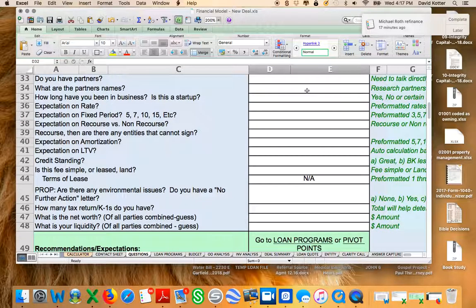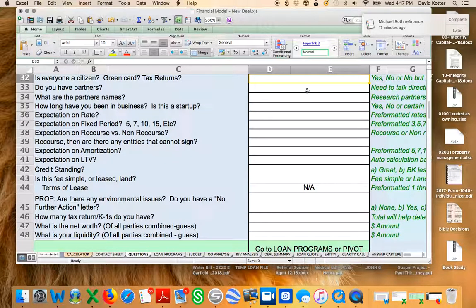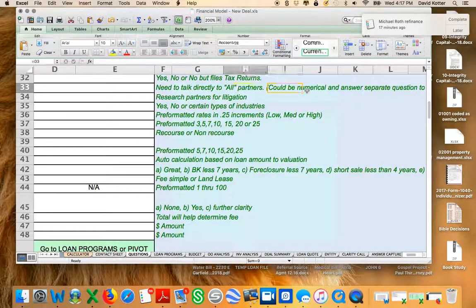Are they a citizen of the United States? Do they have a green card? Do they have their tax returns? These are all things that will help quite a bit. We need to know that. Do they have partners? If the answer is yes, then we need to talk directly to the partners to make sure everybody's on the same page.